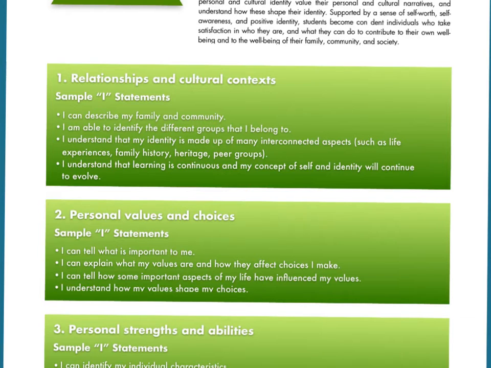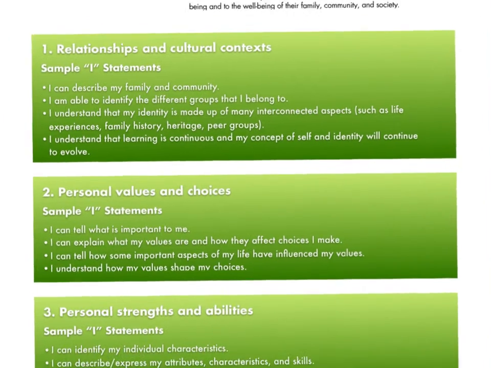I understand that my identity is made up of many interconnected aspects, right? You're not defined by one thing. You have your own life experiences, family history, heritage, peer groups. And I understand that learning is continuous and my concept of self and identity will continue to evolve, right? You'll be discovering more facets of who you are as a person throughout your entire life.